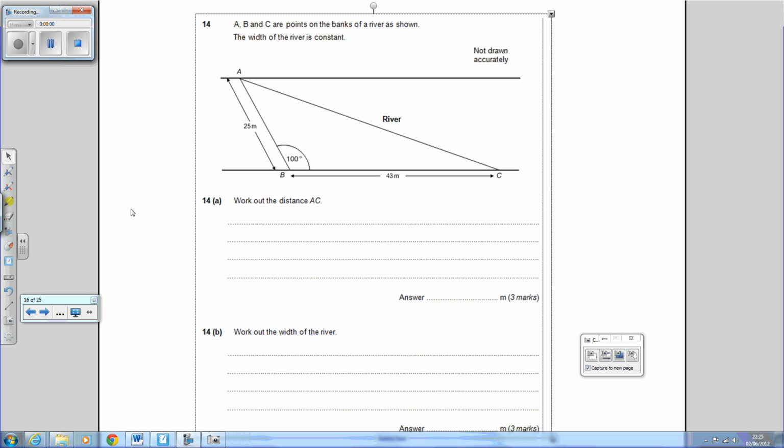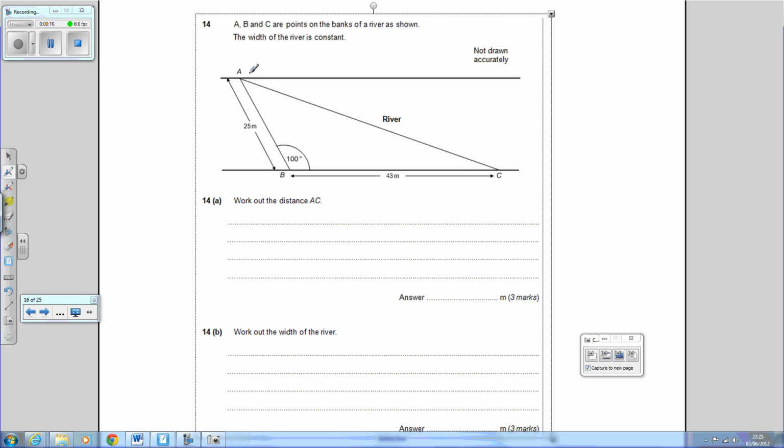Question 14. A, B and C are points on the banks of a river as shown. The width of the river is constant, so it doesn't change. Work out the distance AC, 3 marks, so it's going to be a little bit of work here.